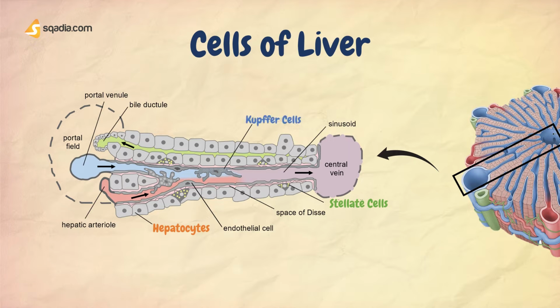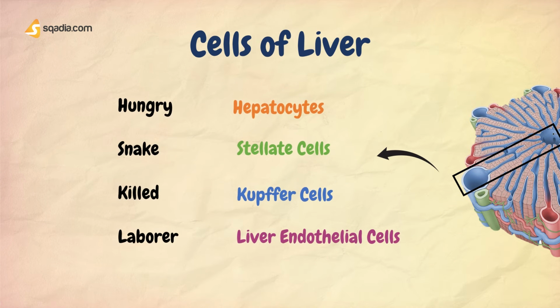Then we have our Kupffer cells, which are the first innate immunity cells that give protection to the liver. And the last cells are liver endothelial cells, which help to exchange nutrients and blood flow. To memorize these 4 types of cells, you can use a mnemonic: hungry snake killed laborer.